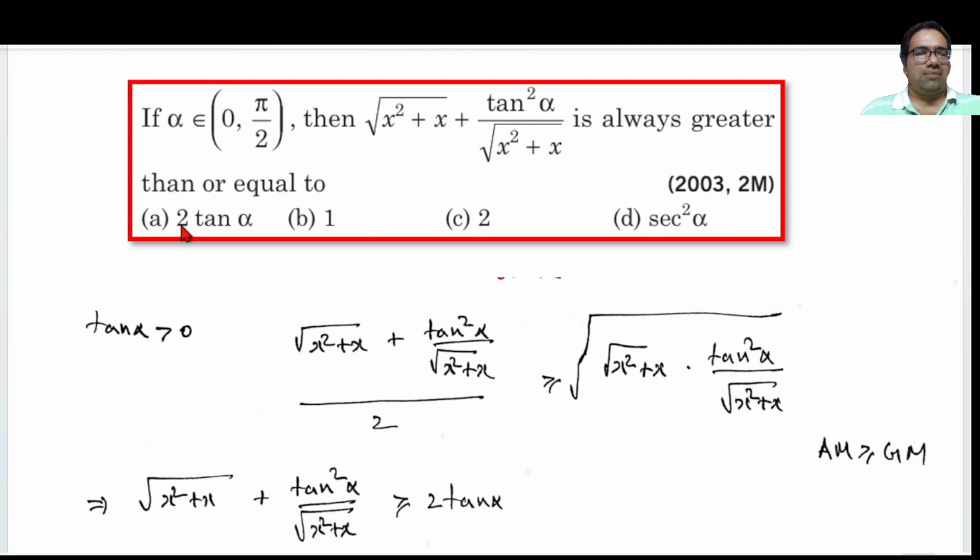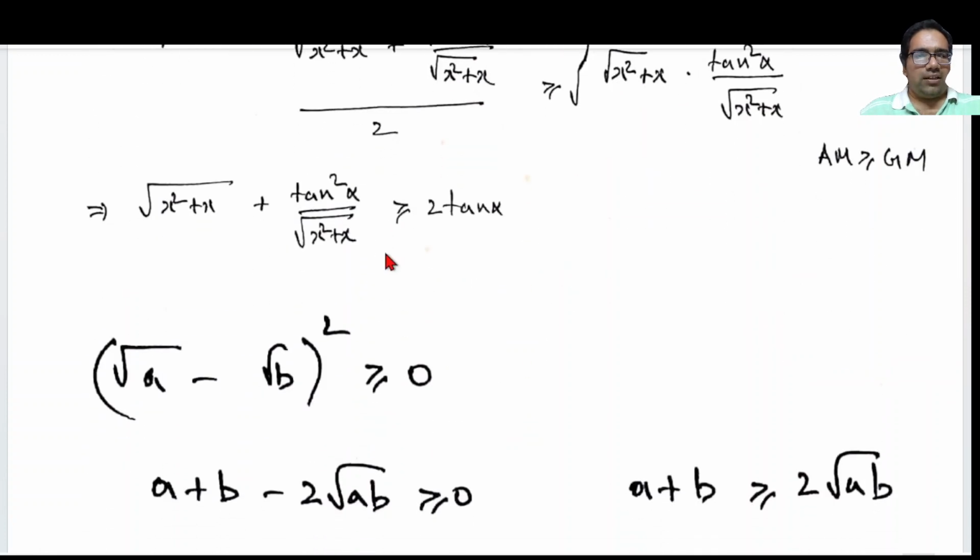Right. It's a very simple and straightforward problem. Just that it's made to look ugly, but it's actually a very simple problem. Just that we need to be careful that tan square alpha is anyway positive here and it is defined. Right. Now, AM greater than or equal to GM.